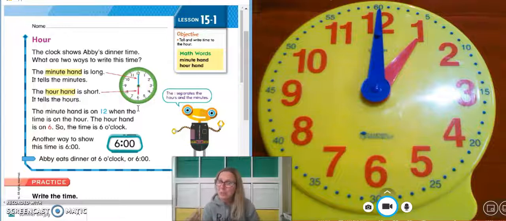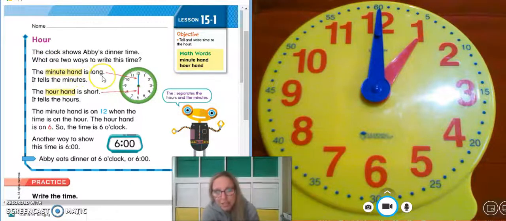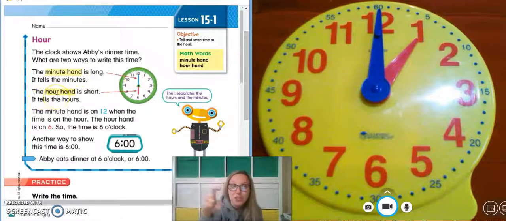And another good way to remember which one is the long, or minute hand, and which is the hour hand, because the hour hand has shorter legs, it takes longer for him to walk around that clock. So the hour hand moves slower and hours are longer. Okay, so now that we know that, we can look back over here. It says our minute hand is the long hand. It tells us the minutes. And the hour hand is the short hand, and it tells us the hours.